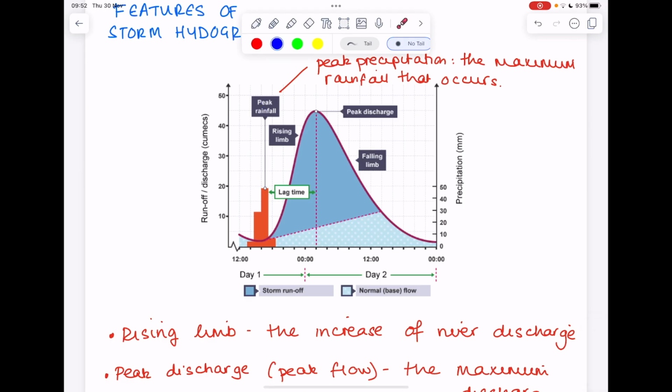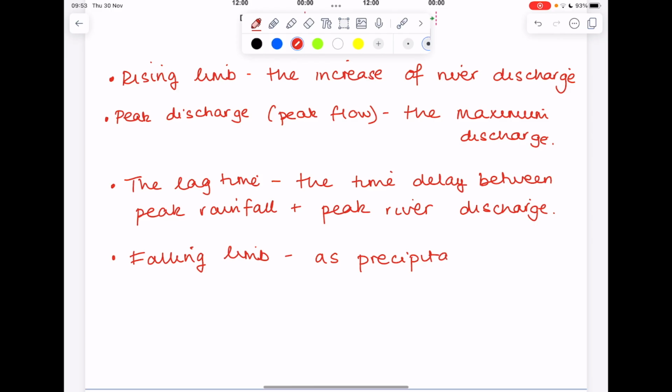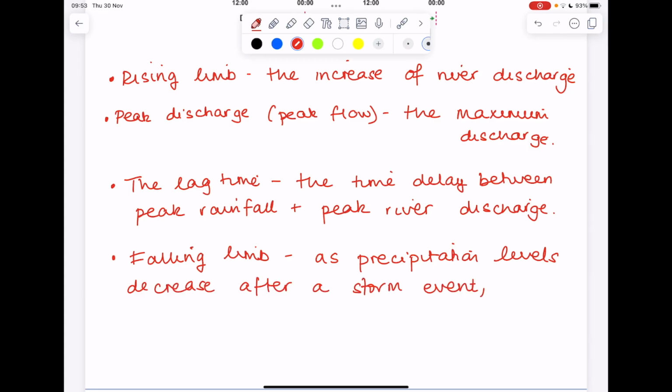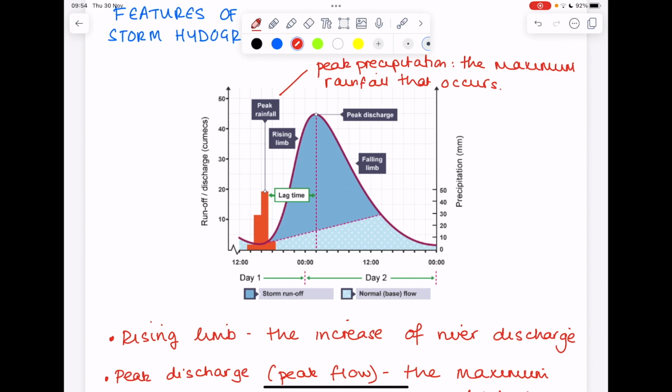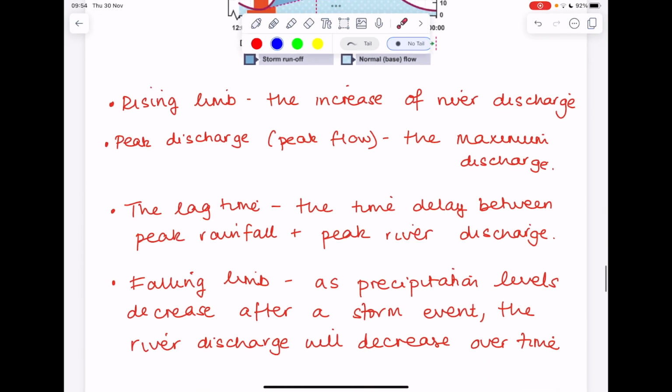So we've dealt with peak rainfall, rising limb, lag time, peak discharge, but what about this falling limb? We can see that negative gradient of the graph line. This is known as the falling limb, and what it's trying to say is that as that storm precipitation levels decrease, in turn river discharge will decrease because less water will be entering the rivers. And then last up, base flow, we can see down here. That's when the river discharge returns to normal.